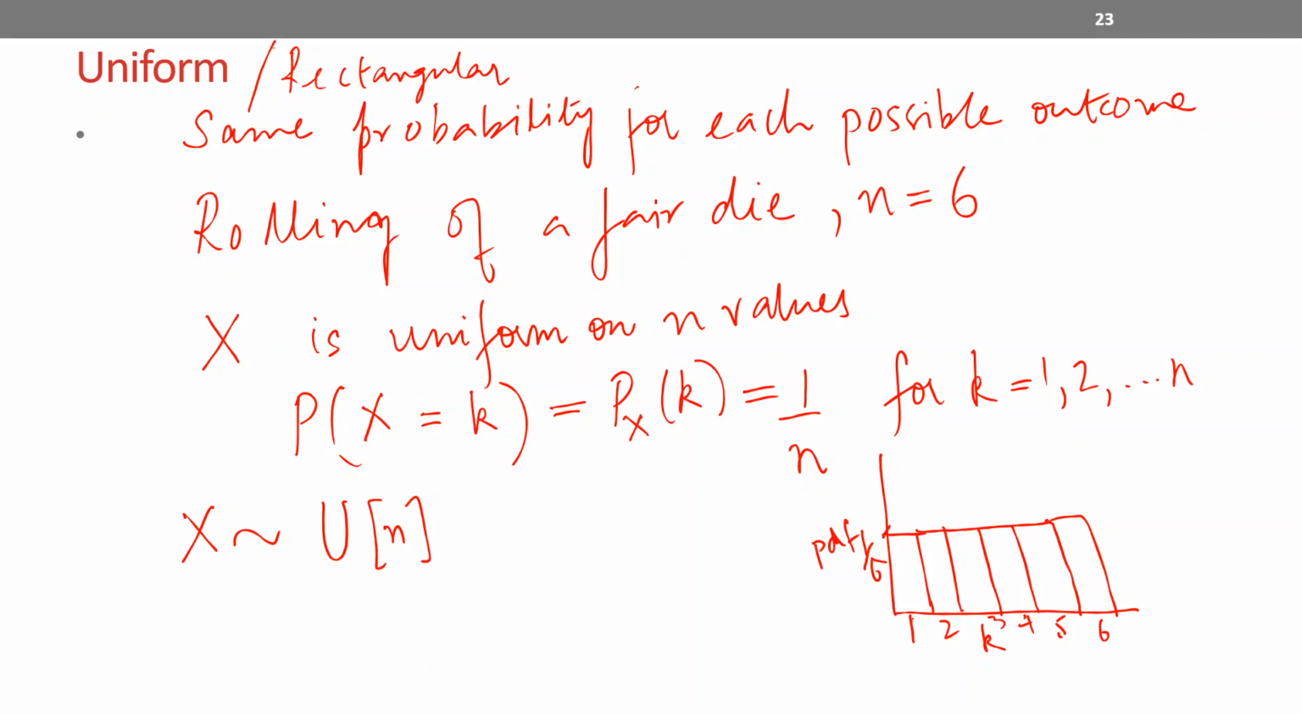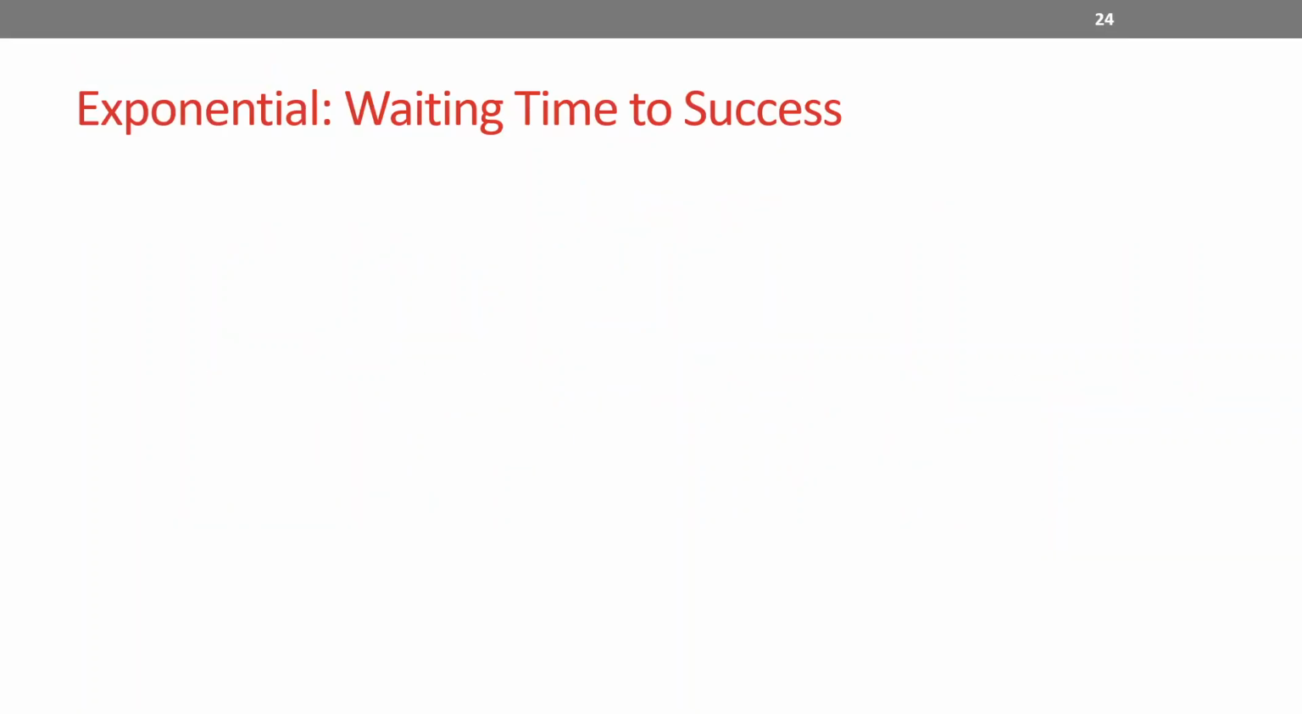Okay, so let's look at another random variable, that's the exponential. This is also referred to as something that relates waiting time to success, right? Or to put it in different words, this represents how many trials we need until we succeed, right? So one common approach is that we make independent attempts at some task with some success probability that is known to us and then stop when we succeed, right?